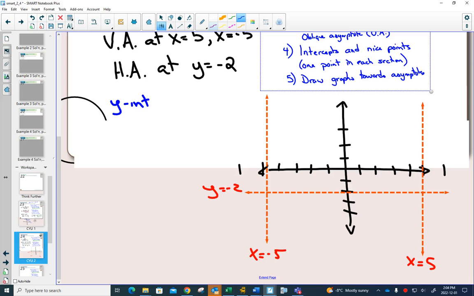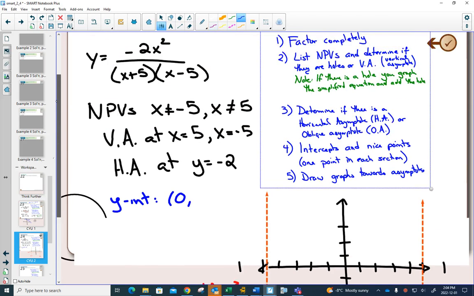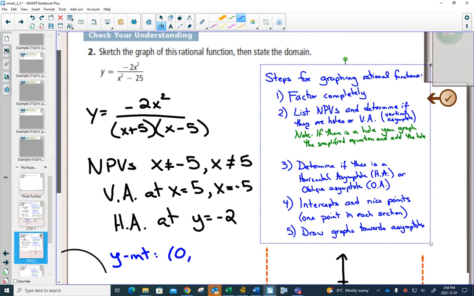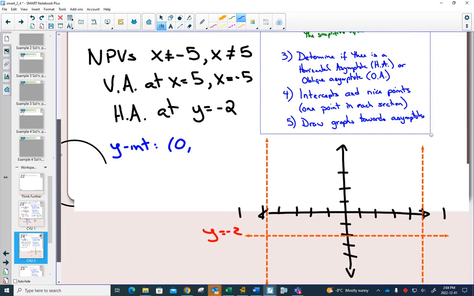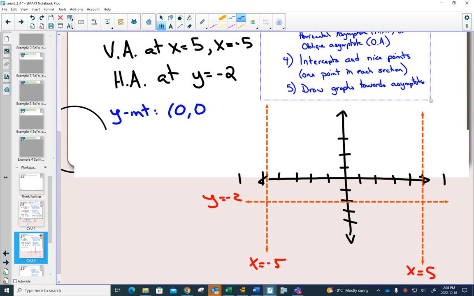Again, the y-intercept is the easiest one to find. Plug in 0 for x. And you see that the top will be 0 and the bottom will be negative 25. So your y-intercept is 0, 0.